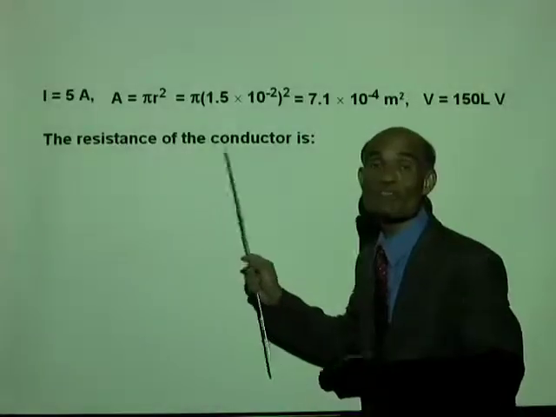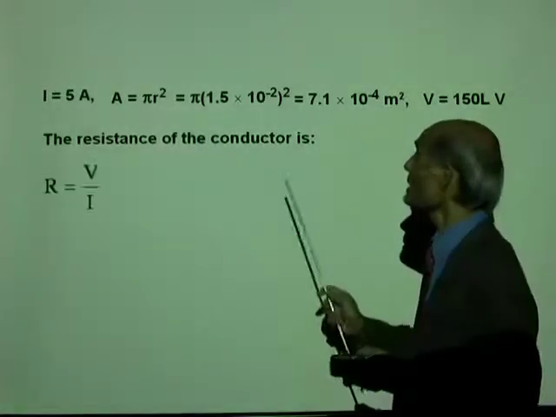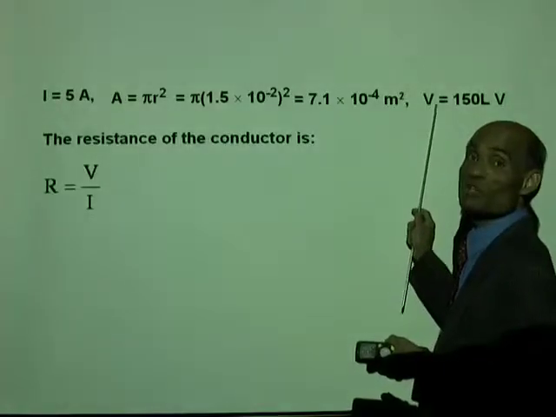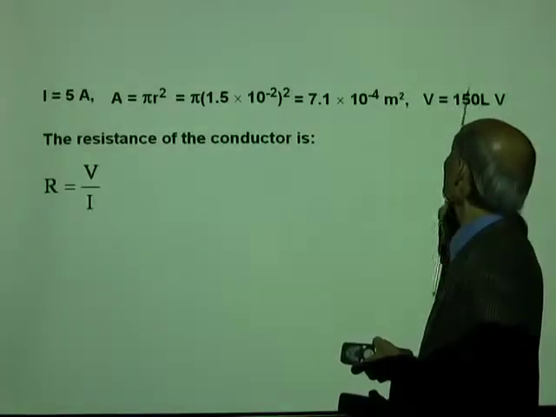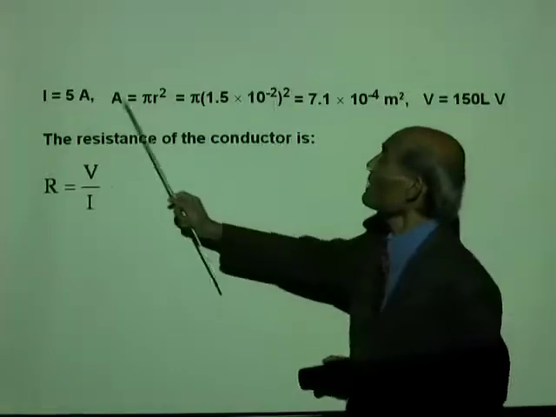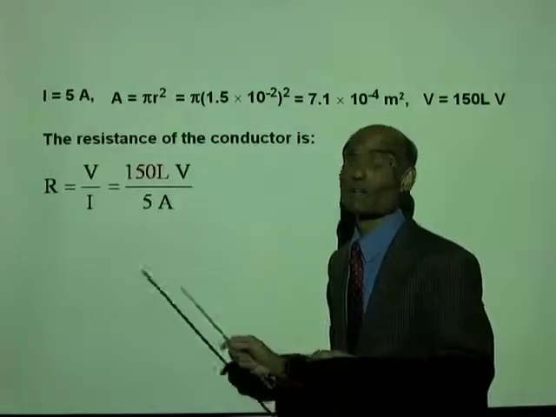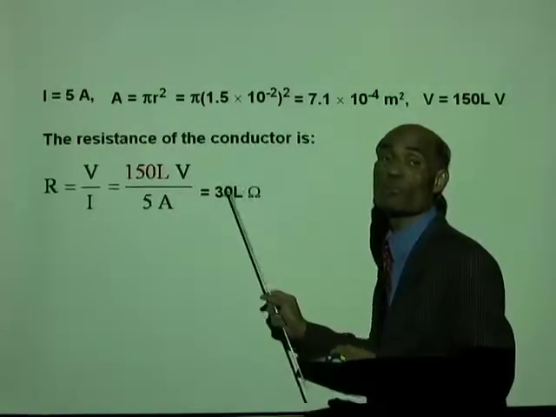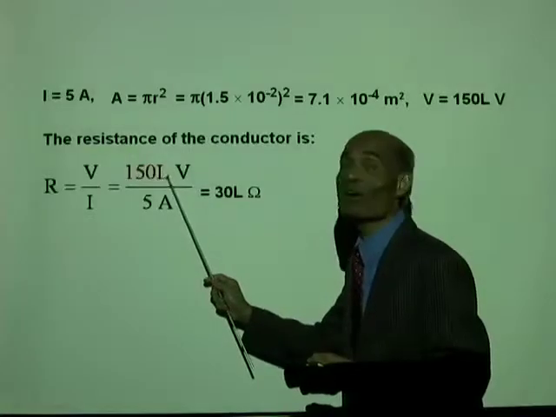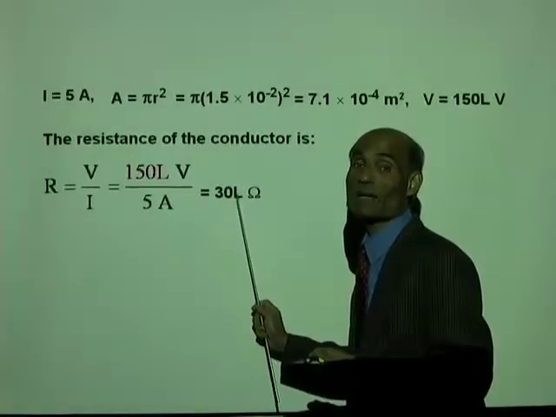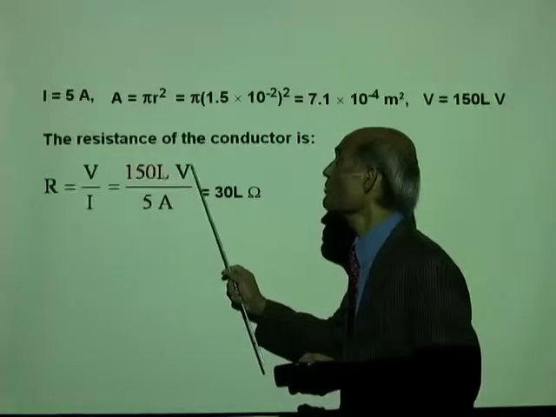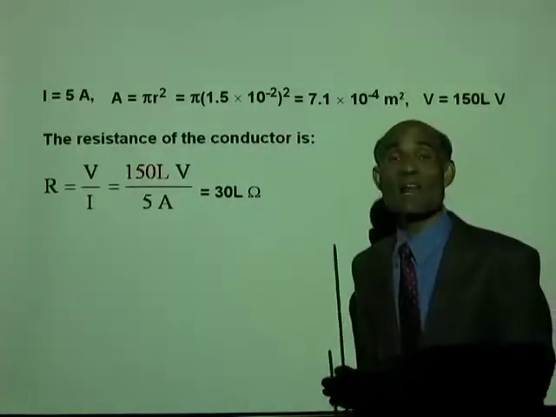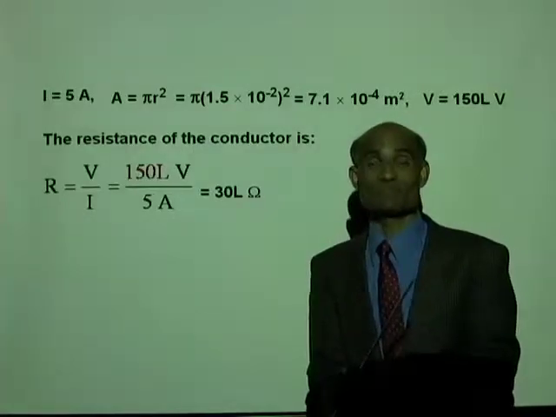Therefore, the resistance of the conductor is R equal to V over I. And what is the V, the potential difference we obtained? 150 L volt. The current is 5 ampere. Therefore, the resistance is 30 L ohm. You can see we don't know the length of that wire, so we keep that length. 150 L volts divided by 5 ampere is 30 L ohm, the resistance.